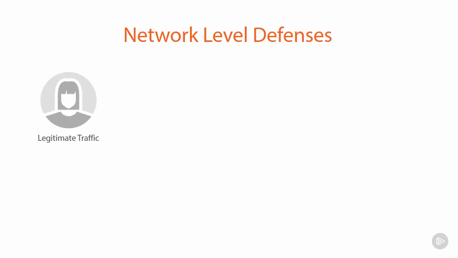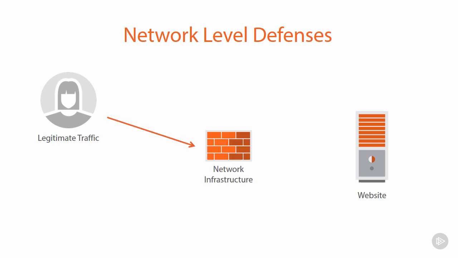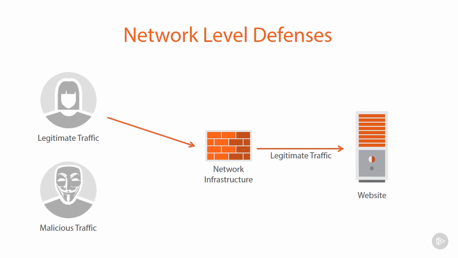Let's say we have legitimate traffic being routed through to a website. That traffic is going to go through network infrastructure, so firewalls for example. And ultimately, because it's legitimate, it's going to be routed through to the origin website, so the site actually running the application. When we bring in our malicious traffic and those requests hit the network infrastructure, we want to see them blocked.